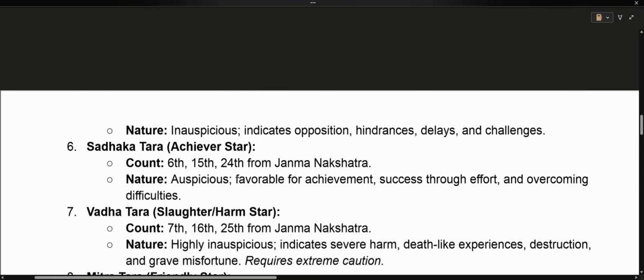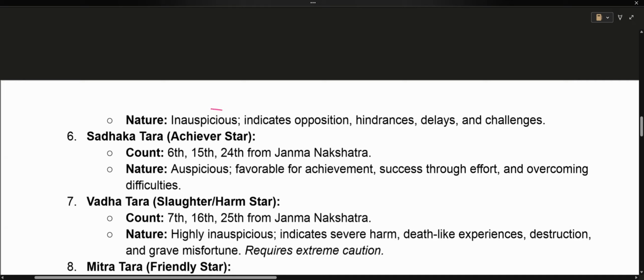Okay, so what is the nature? The 5th one is inauspicious. It indicates opposition, hindrance, delay, challenges. So these are the problems it will create. The planet transiting in this 5th star from the Janma Nakshatra will indicate opposition and hindrances.